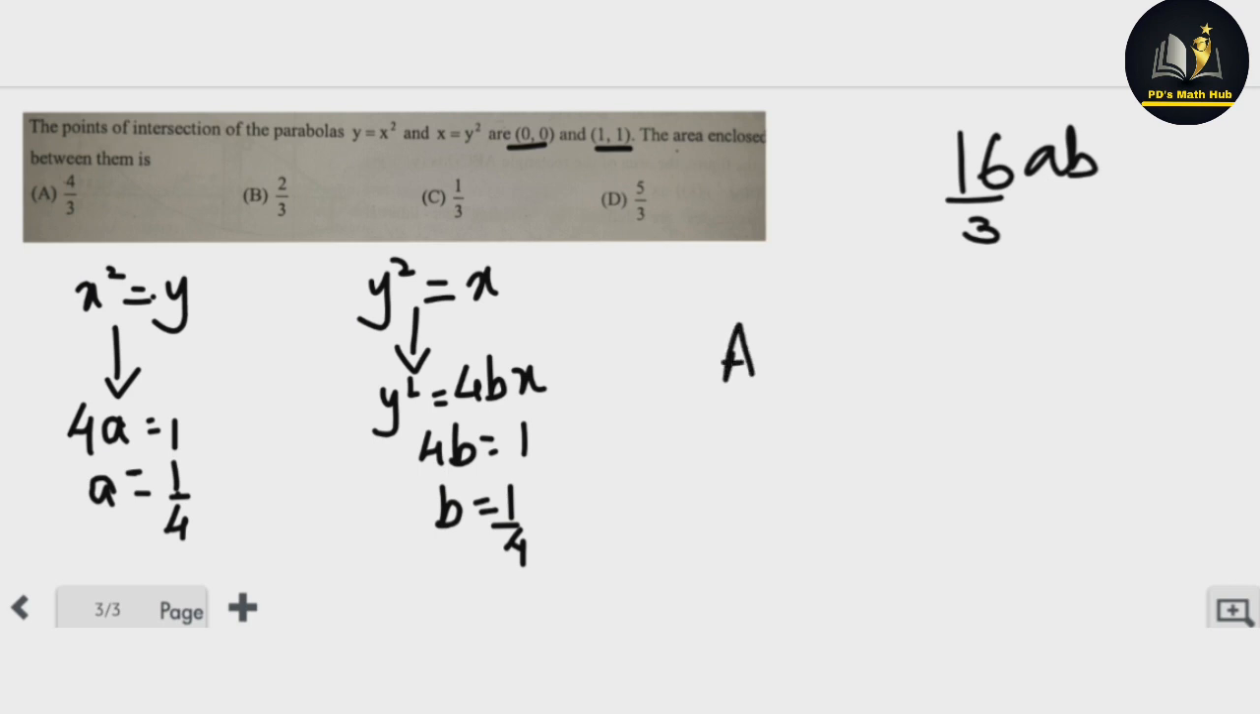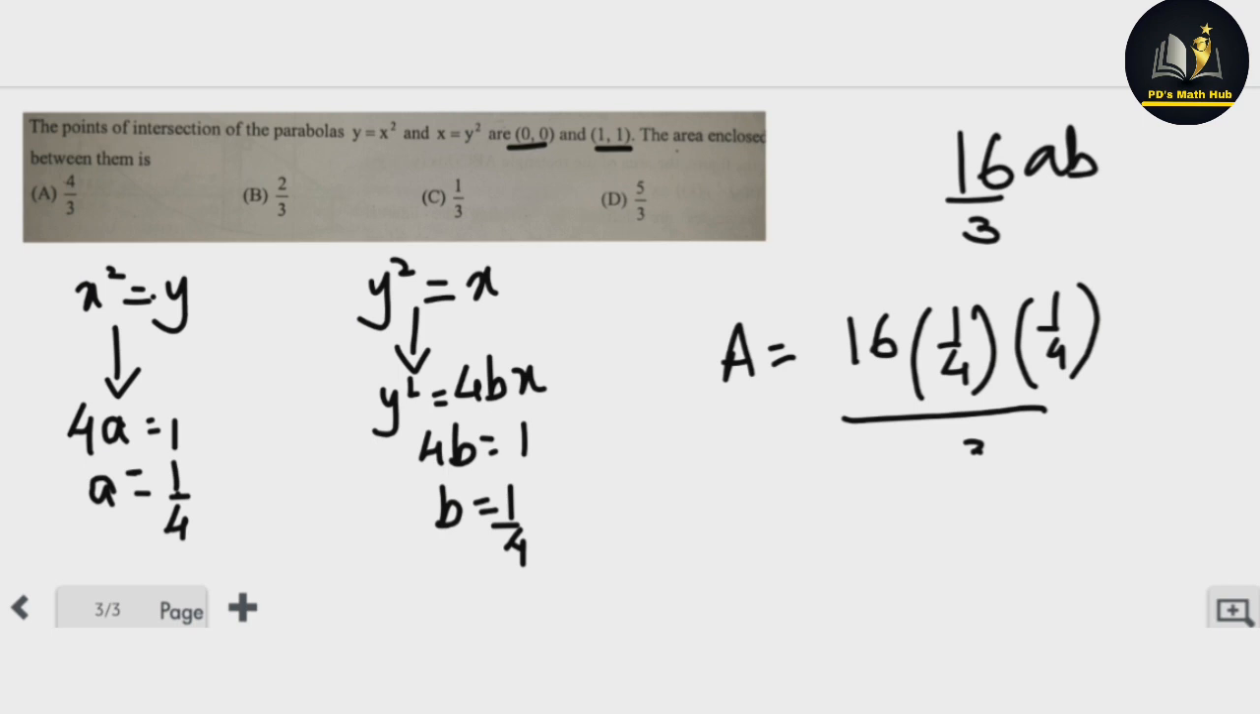Therefore, the area will be 16, the value of a is 1 by 4, the value of b is also 1 by 4, divided by 3. 4 fours are 16, which cancels. So the area is 1 by 3 square units. That is option C.